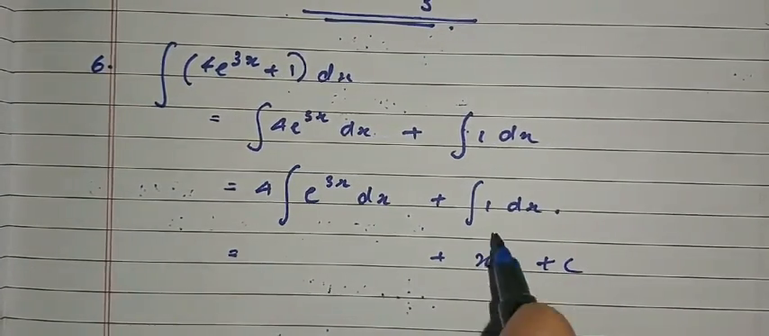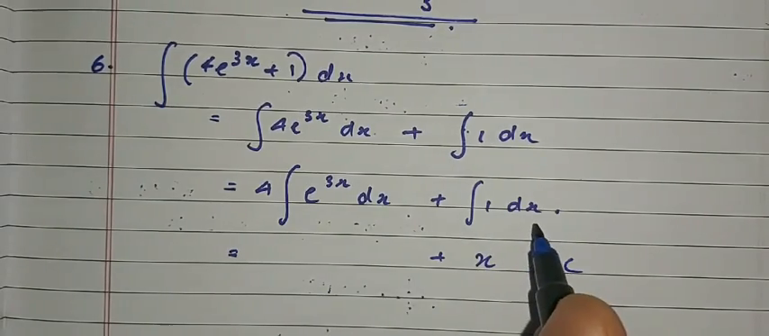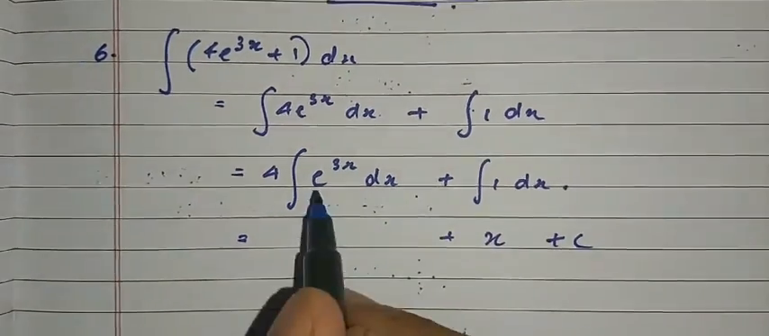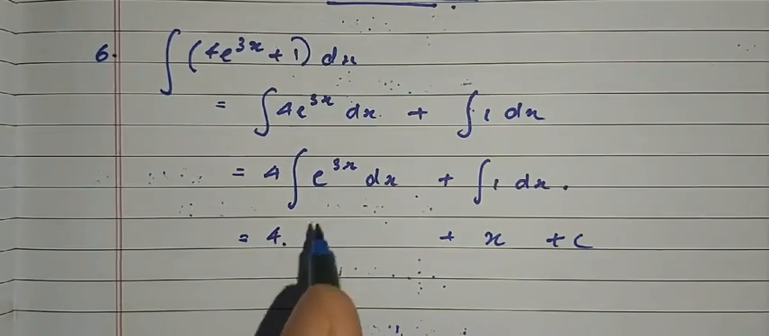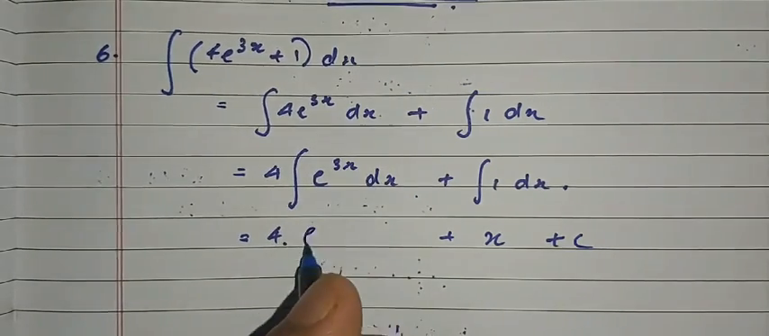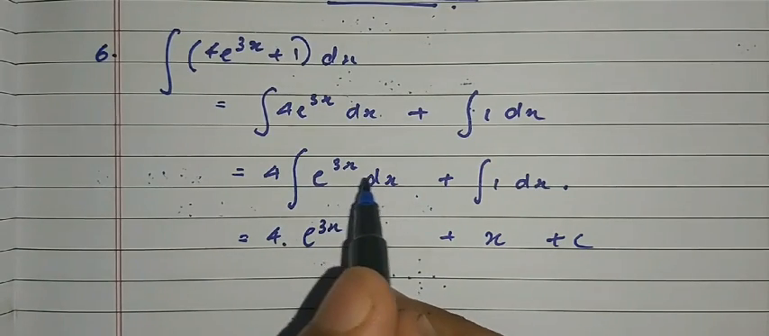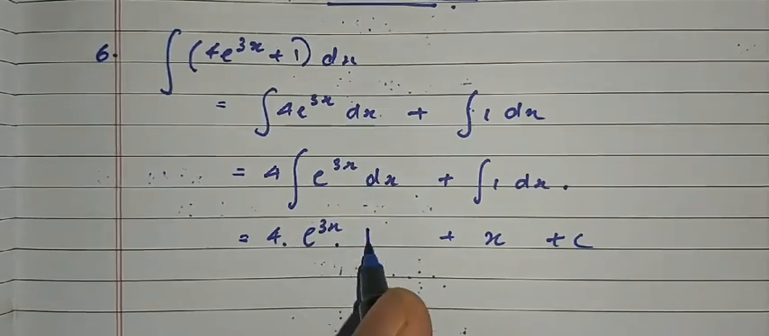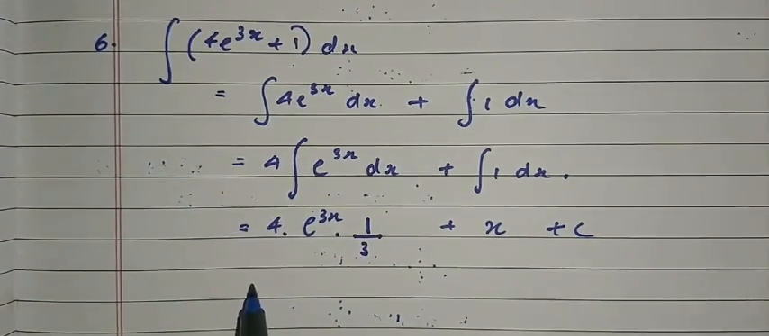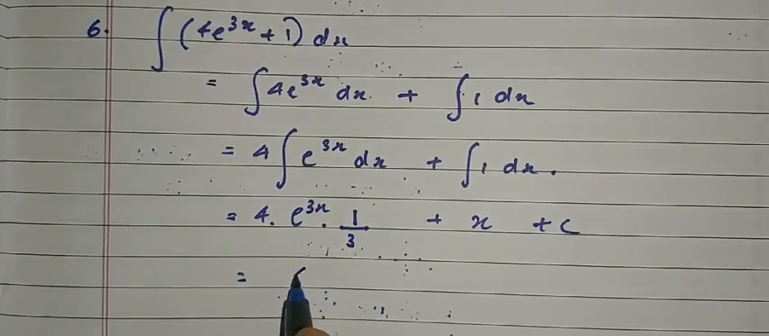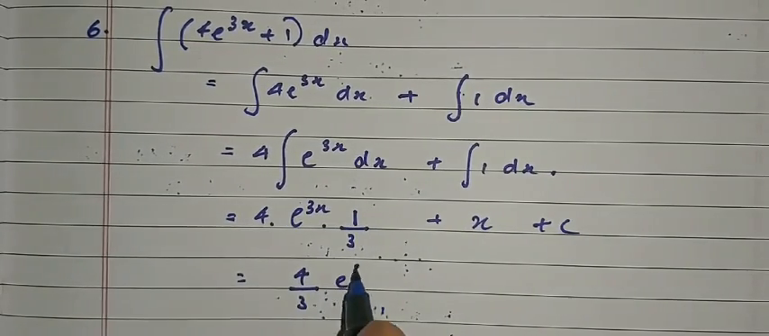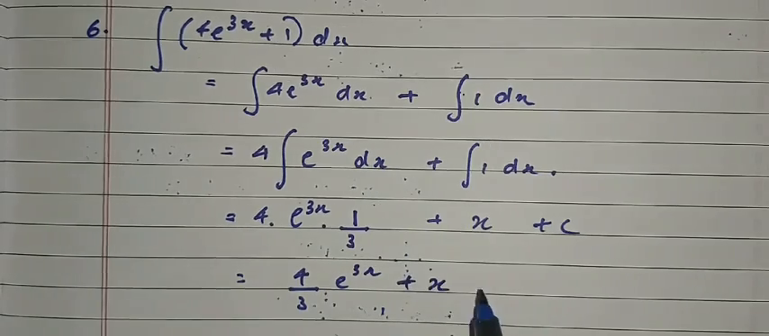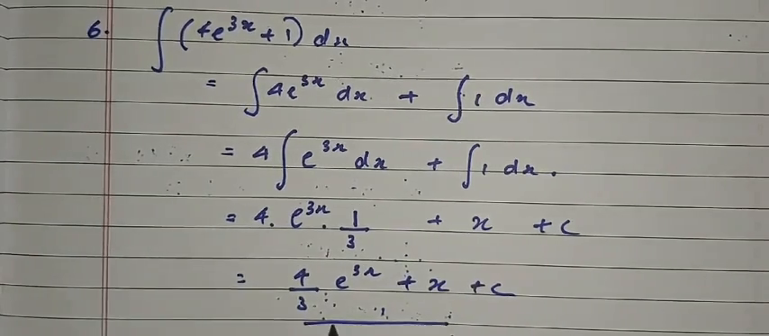We can put c here because we have integrated one part, so there will be a constant. Now e raised to 3x, 4 into e raised to 3x, the integral is e raised to 3x itself. Now we want to multiply with the integral of this 3x function, so it will be 1 by 3. Now let us write the final answer. The final answer will be what? 4 by 3 e raised to 3x plus x plus c. Very easy. Now let us move on to the seventh question.